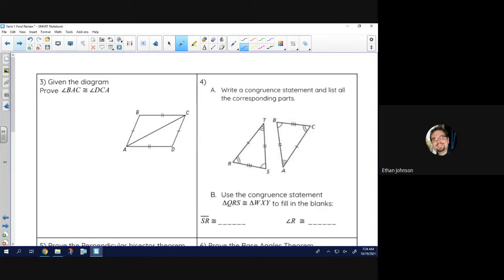Number 3 is a given the diagram problem again. So we're going to look at the diagram and see what is marked congruent. For example, AB is marked congruent with CD. Also, BC is marked congruent with DA.